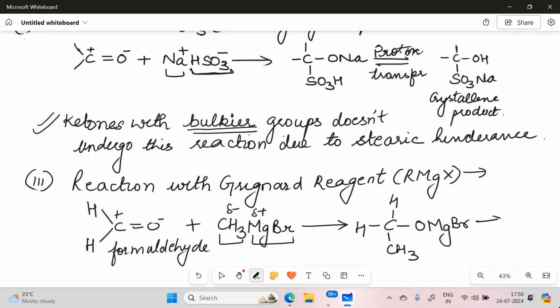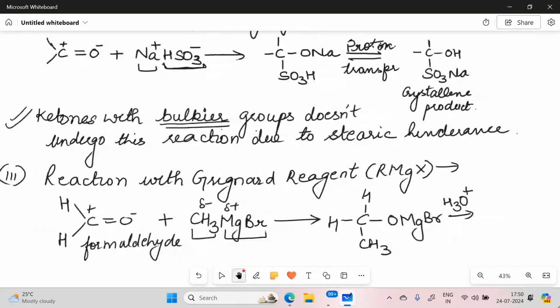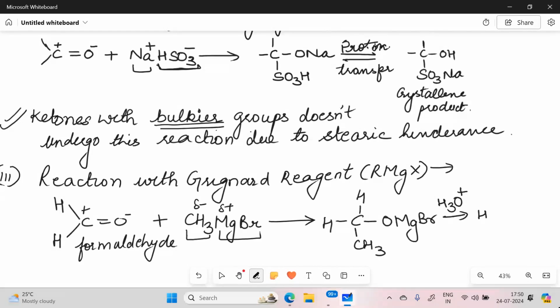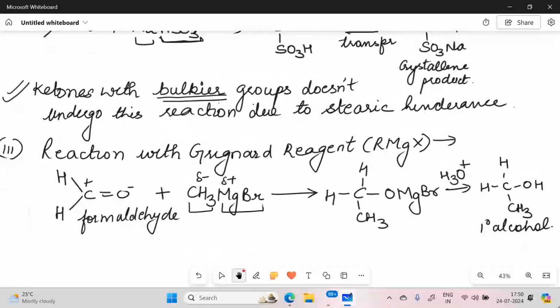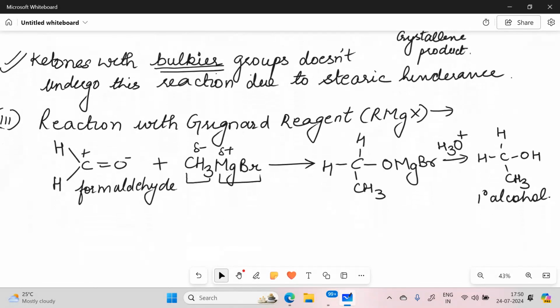And when you do the hydrolysis of this compound, upon hydrolysis, MgBr is replaced by H, and you will get CH3CH2OH, ethanol, and you can say you will get a primary alcohol. If you remember, in alcohols you have done this reaction. Formaldehyde gives primary alcohol on reaction with Grignard reagent. Now if you have any other aldehyde, all of you do this reaction and tell me the answer. Same reaction followed by hydrolysis.